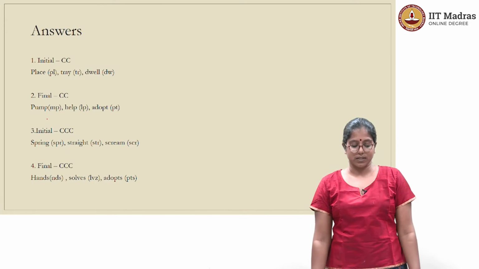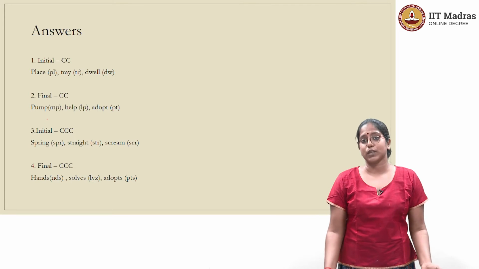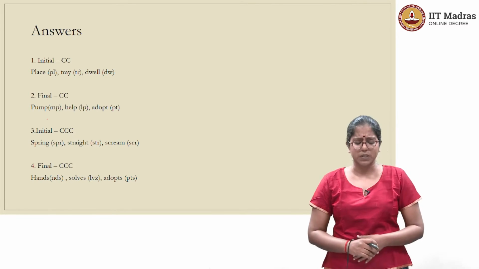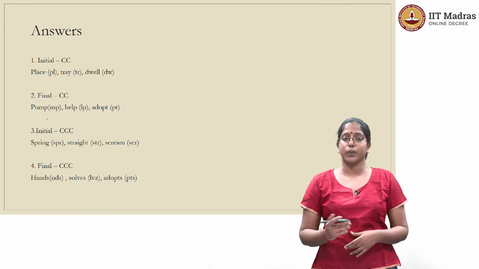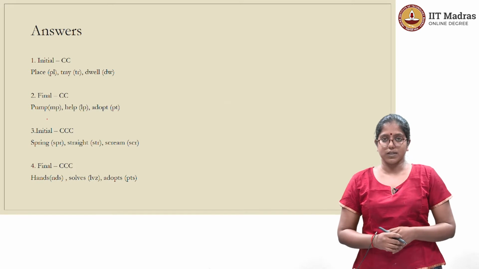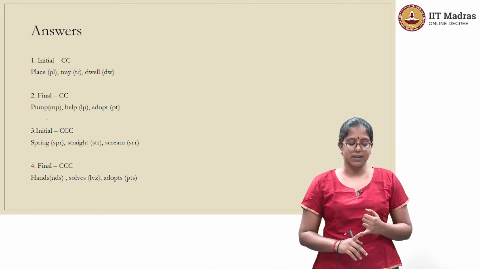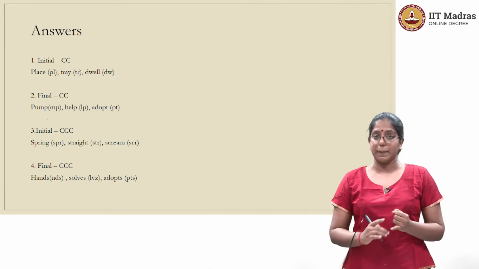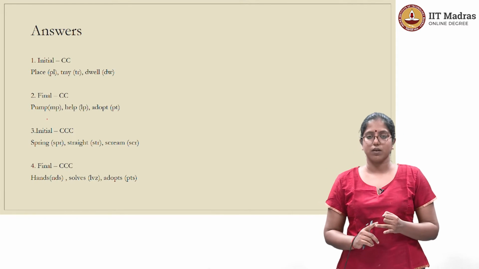Now let's look at the answers. The words that you have come up with could be different from what I have chosen. I'll explain why I chose these words. So with that you can evaluate your own answers. So the first is words with initial consonant cluster of CC. What are they? I have chosen place, tray and dwell.